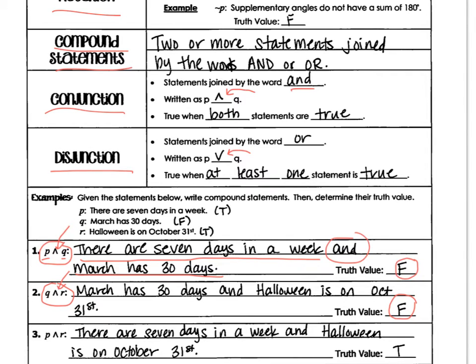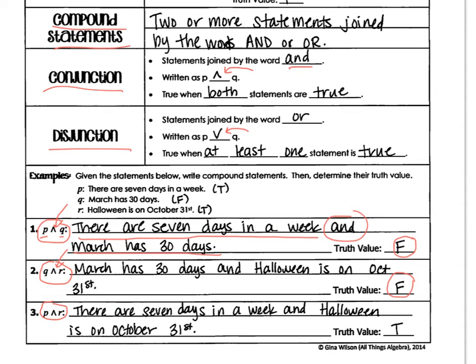Number 3. I'm going to write a compound statement. I'm going to use statement P and statement R. Statement P states that there are 7 days in a week, and go ahead and see if you can complete the example using the statement R. So number 3, there are 7 days in a week and Halloween is on October 31st. The truth value of this statement is true.